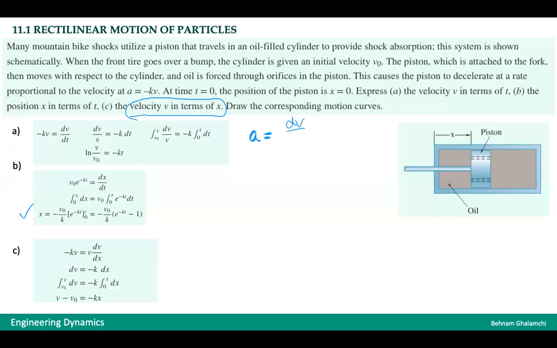dv over dx multiply v. Here it's not talking about the time in part C, so why not just use this formula? Acceleration is equal to v dv over dx. Then these v's will cancel out. What remains is dv equals negative k dx. Take the integral, solve it, and then we will find the velocity as a function of displacement.